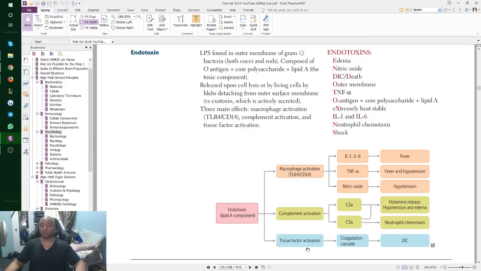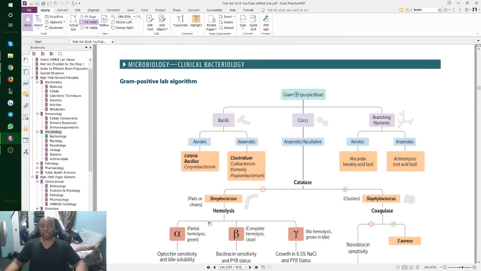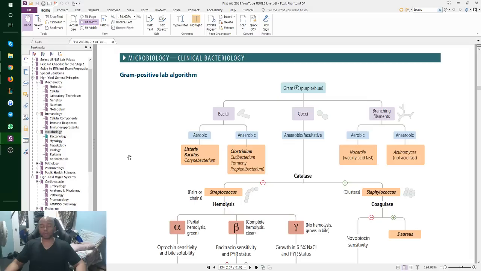The last thing is tissue factor, which we learn in immunology. Tissue factor is what you need to start up the coagulation cascade and cause DIC everywhere, right? Your whole body, disseminated. So you're going to have excessive coagulation in your entire body, and that's really, really bad. That can kill you, which is why you see DIC or death here. And that's basically all the basic stuff that you need to understand before you actually start looking into clinical bacteriology.